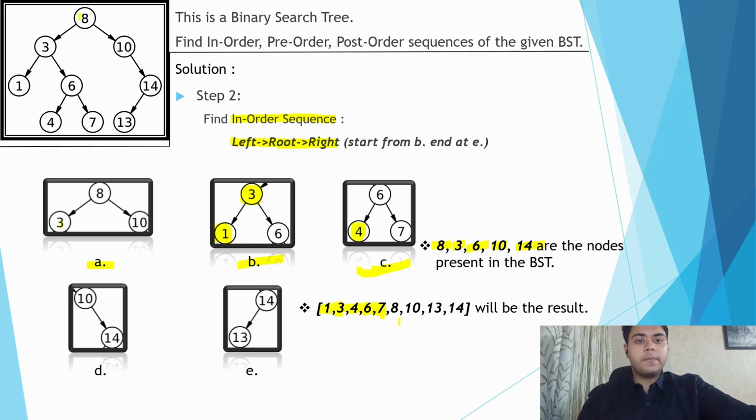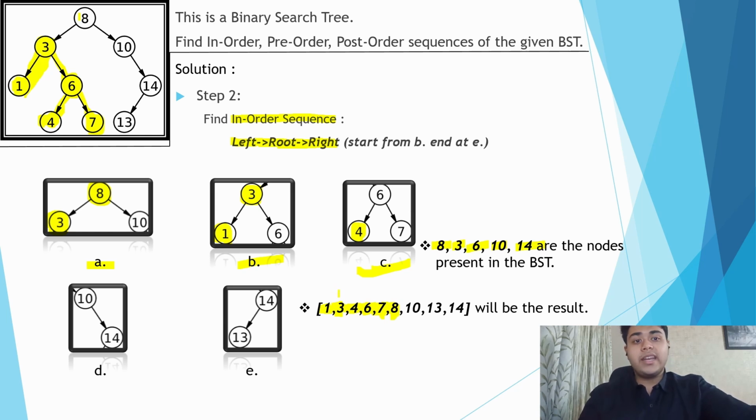Now if you see carefully, we got all the elements in the left side of 8. If you go to A, the left side of 8 is complete now. In the in order sequence, after the left side what comes? The root, right? The root of A is 8, so we wrote 8. Then go to right. What is in the right of 8? 10. But there is a problem.